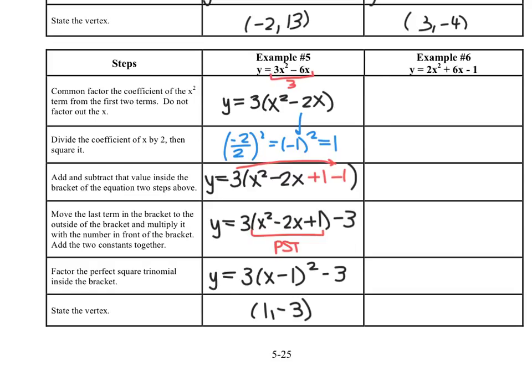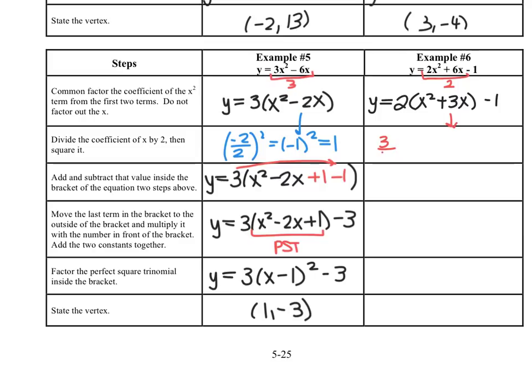Now I am going to do number 6 with you because we do end up with a fraction when we find our magic number, and I just want to show you how to deal with it by not turning it into a decimal. Okay, so our first step, just like before, common factor out, in this case, the 2, so that I'm left with y equals 2 bracket x squared plus 3x, and then the minus 1 at the end. Now, notice that middle term is odd.